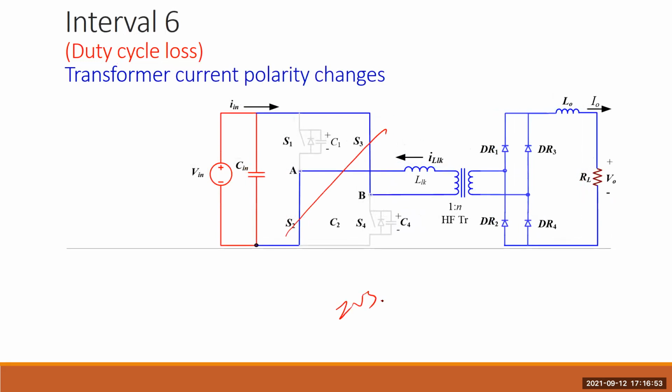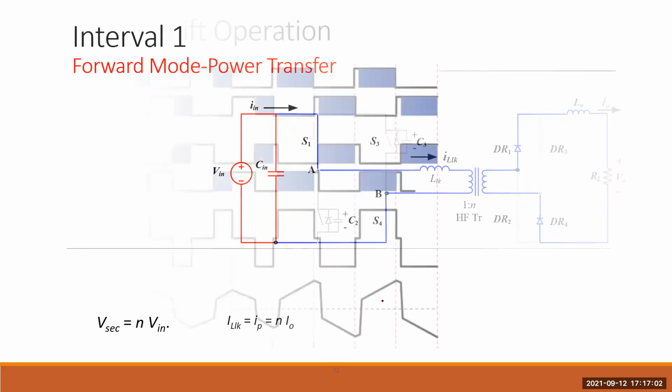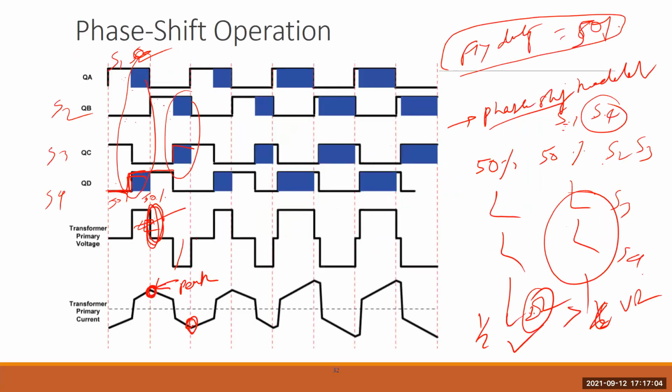More intervals are coming this time because of phase shifting. But overall, this peak current is maintained due to the phase shift with constant duty cycle. You are still able to discharge the capacitances one by one and get the soft switching.